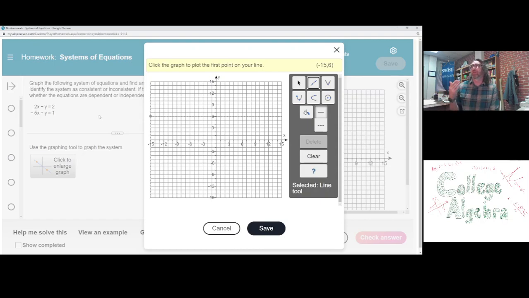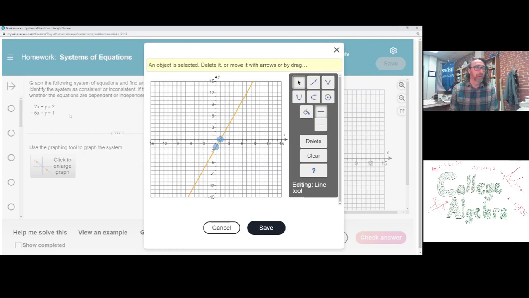Now, it's easiest for me when I have the equation in slope-intercept form. So I would solve this equation for y. I would add y to both sides and then subtract the 2. And that gives me 2x minus 2 equals y, or y equals 2x minus 2. So minus 2 is my y-intercept, and the slope is 2. So over 1 and up 2. So that's the graph. Okay, I'll click save.